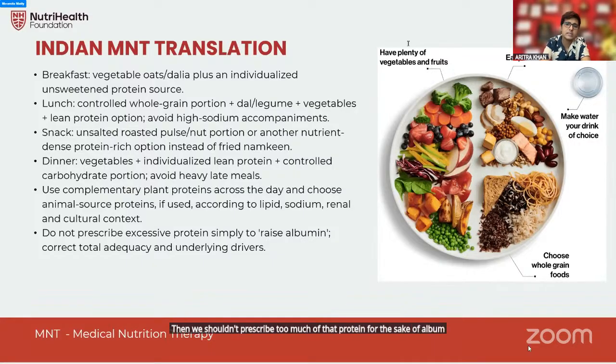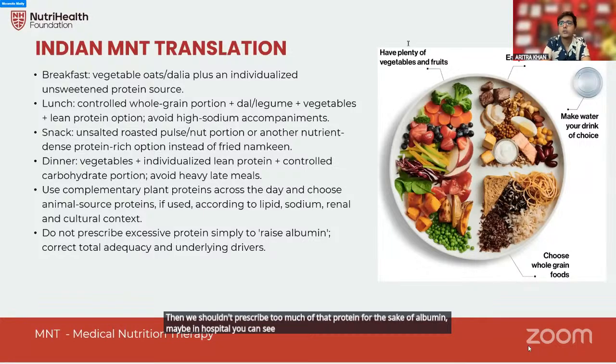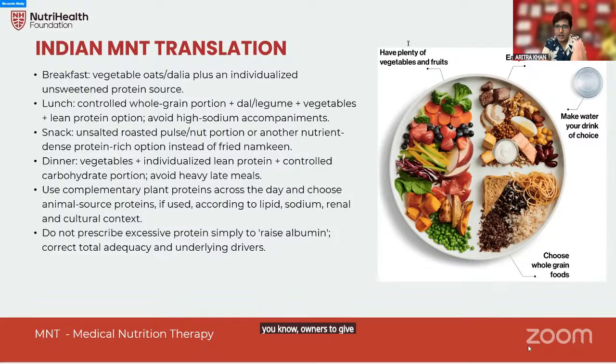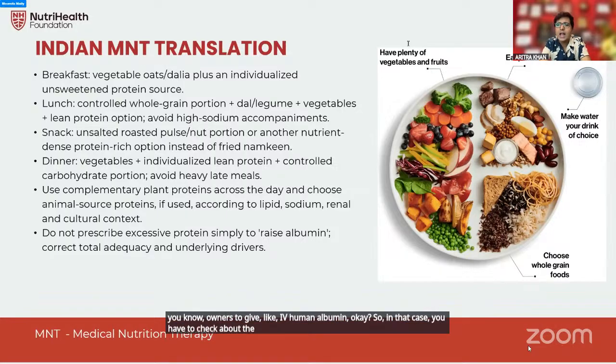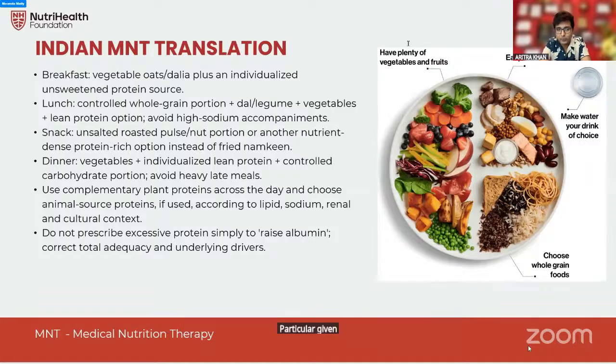Maybe in the hospital you can see where the intensivist or the critical care physician sometimes asks us to give IV human albumin. In those cases you have to check the albumin level. If albumin is low, it doesn't mean you have to prescribe a lot of albumin supplements and a high protein diet to a given patient. That is a very important thing.